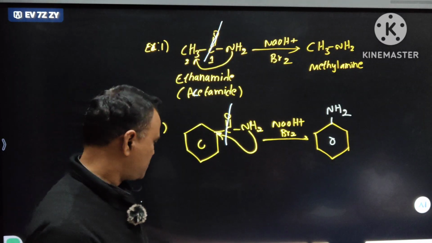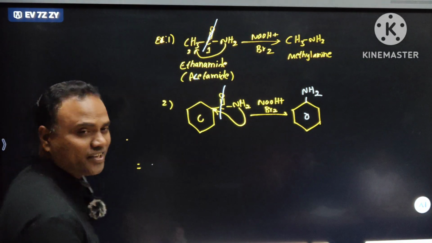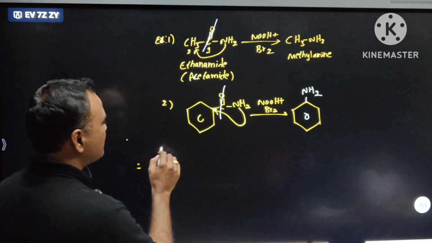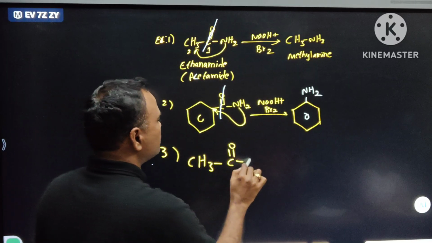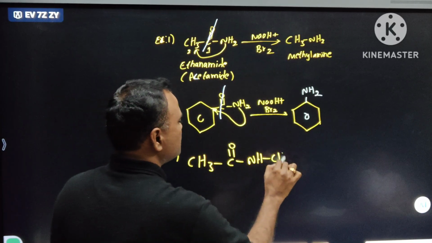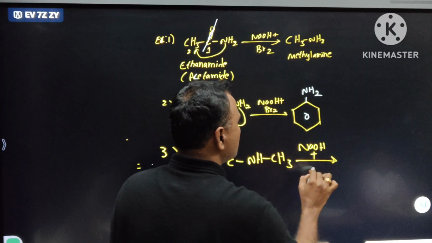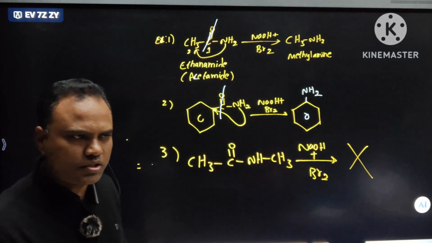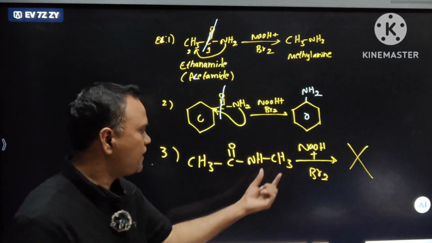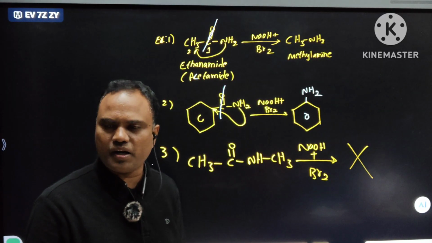Amide. Okay, you want a secondary amide, I'll give the reaction. As a third example, CH3 C double bond O NH CH3, with NaOH plus Br2. No reaction, because it is a secondary amide. N-methyl ethanamide does not undergo the Hoffmann bromamide reaction.